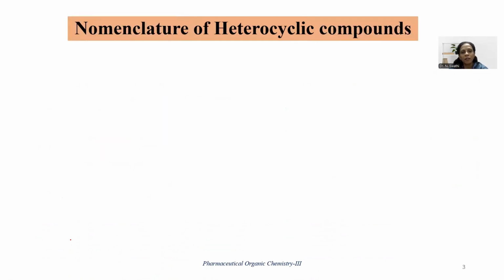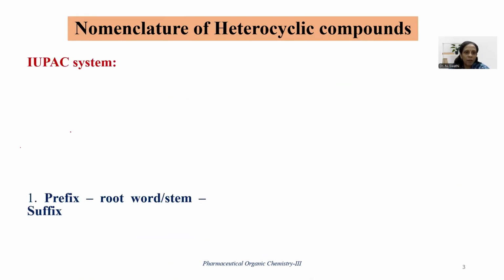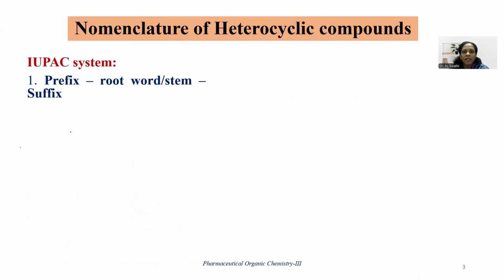Now let's dive into the nomenclature of heterocyclic compounds. The name of a heterocyclic compound in the IUPAC system should be written in a particular format, that is prefix followed by the root word or stem, and then it should end with a suffix. Now what we should indicate in the prefix, root word and suffix, let us see.